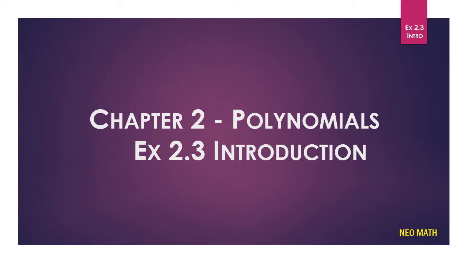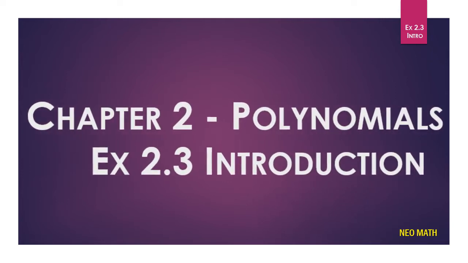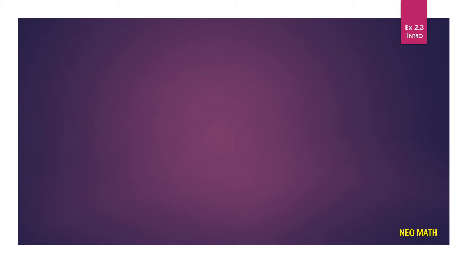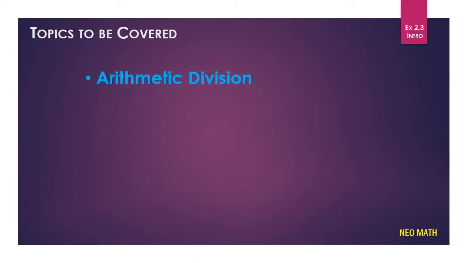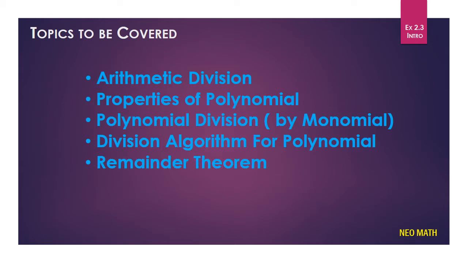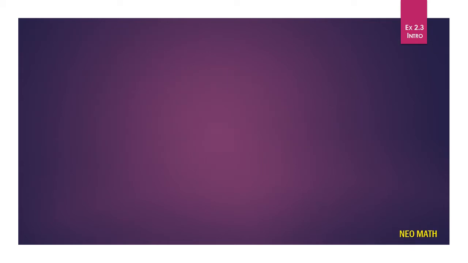Today we are going to discuss Class 9 NCERT Mathematics Chapter 2 Polynomials, Introduction to Exercise 2.3. Topics to be covered: Arithmetic division, Properties of polynomial, Polynomial division by monomial, Division algorithm for polynomial, Remainder theorem. The first topic we are going to discuss is arithmetic division.